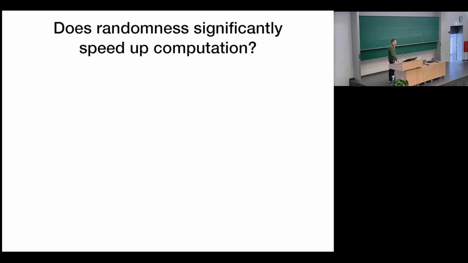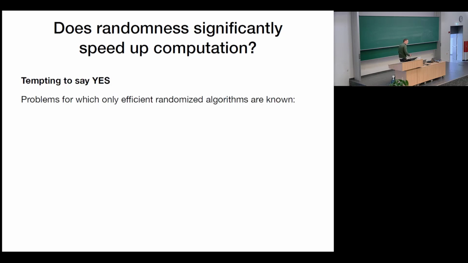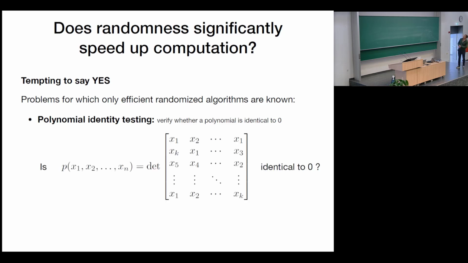It's tempting to say yes here, I think, because there are many problems, after all, that we only know how to solve efficiently if we have access to randomness. One example is polynomial identity testing. Say I'm given a polynomial that is the determinant of a bunch of variables. How do I verify whether this polynomial is identical to 0 or not?